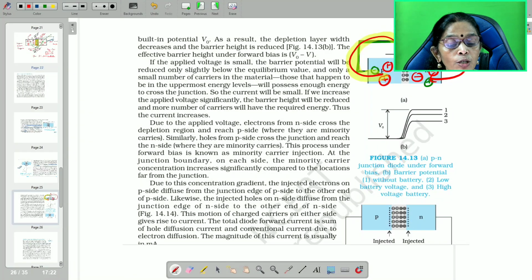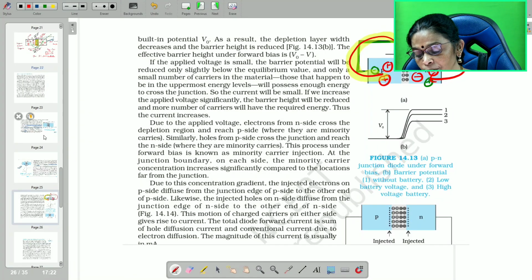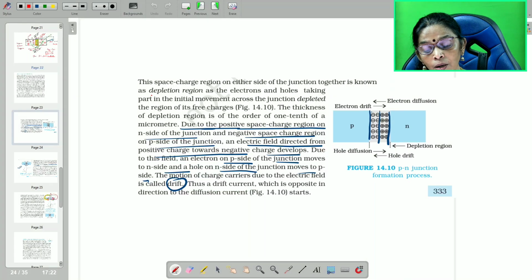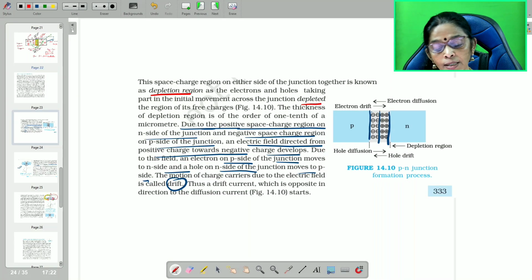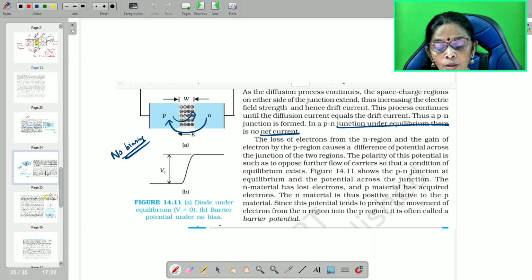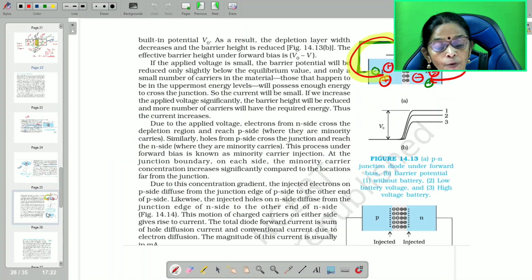The thickness further reduces. Already we have seen that the thickness is this much. The space charge region is the depletion region. The thickness of the depletion region is 1/10 of a micrometer, but even that is microscopically too high. So therefore, charges are not able to cross. So what am I doing? I am trying to decrease the thickness.